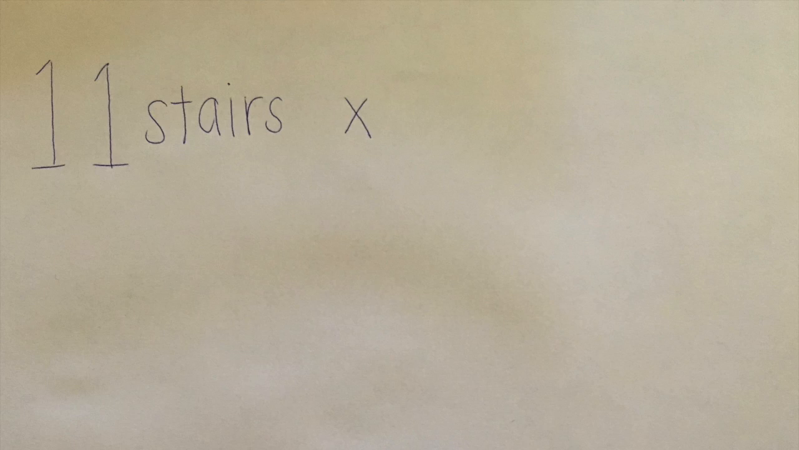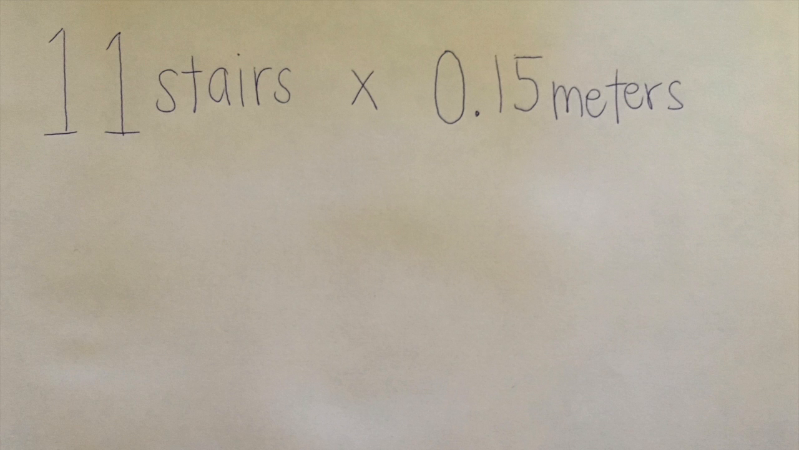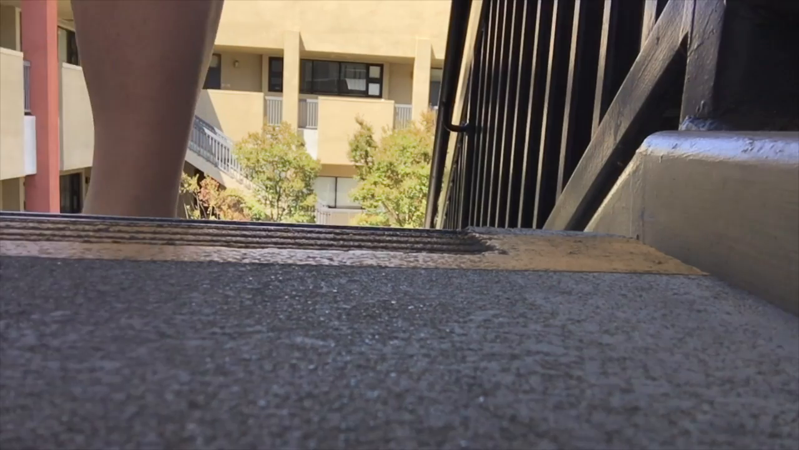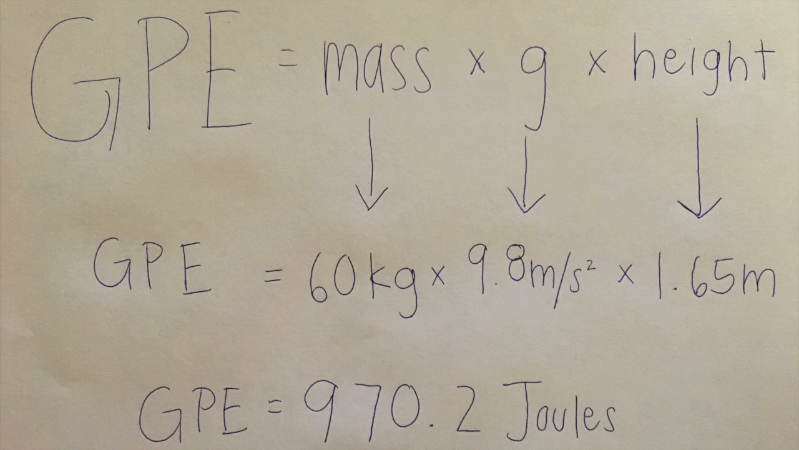Gravitational potential energy is a result of the gravitational field impacting the energy an object possesses. The formula for gravitational potential energy is mass times the acceleration due to gravity times height. The acceleration due to gravity is a constant of 9.8 meters per second squared. An average student of 60 kilograms that goes up one flight of stairs in the science quad would have 970.2 joules of gravitational potential energy.